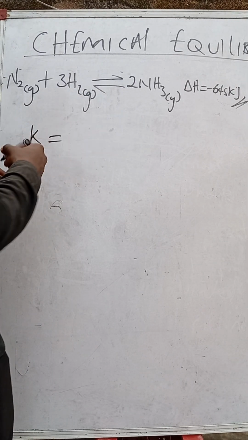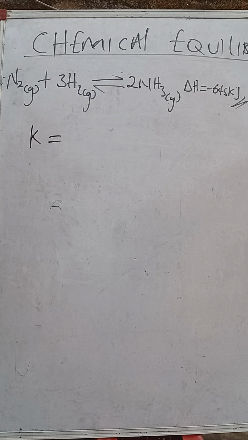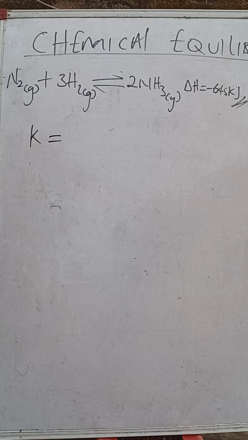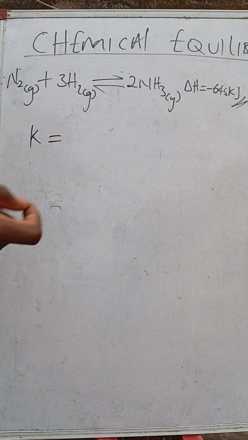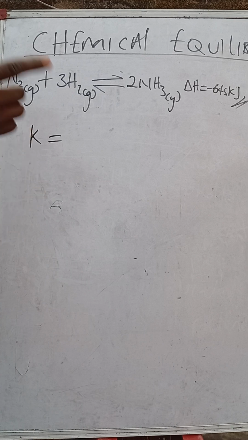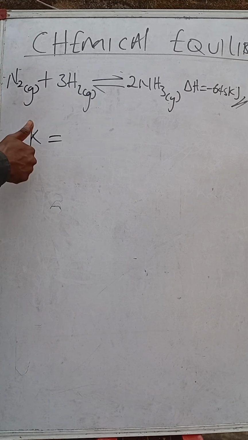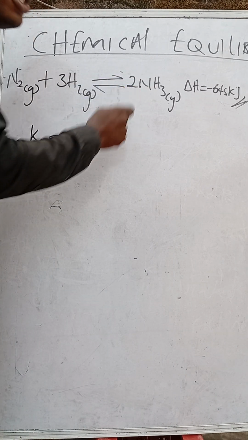it should be noted that the greater the equilibrium constant of the forward reaction, the greater the yield of the product. In my next video, I'm going to do Le Chatelier's principle, how temperature, concentration, and pressure affect equilibrium. But I'm saying something: the higher the equilibrium constant, the more the product yield.